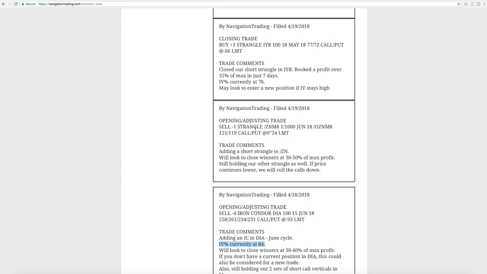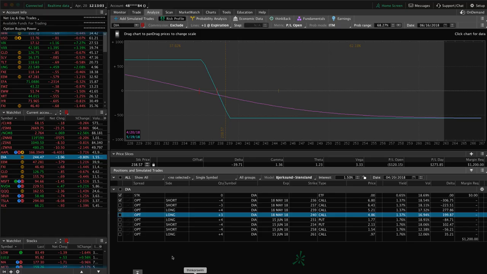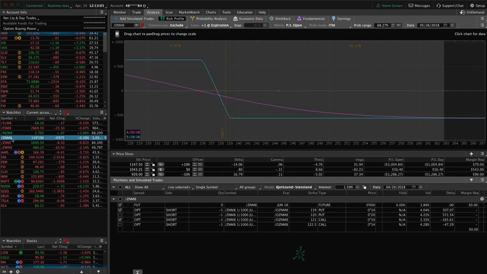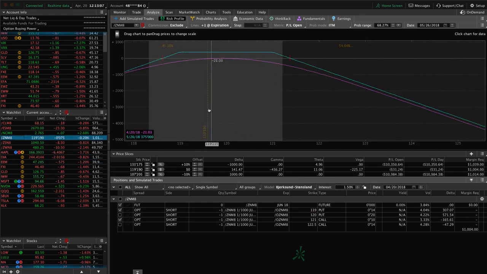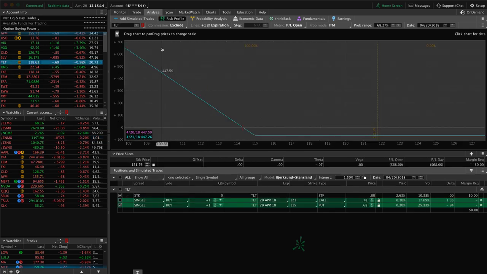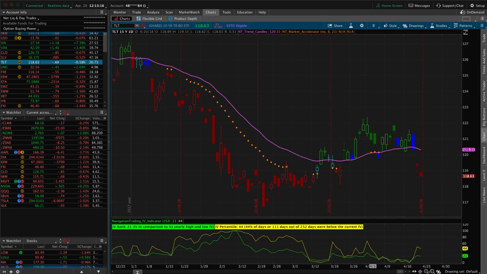Next trade was an opening adjusting trade in ZN. So we added another strangle in the notes. Price started to come down. In fact, let's just go to the analyze tab and I'll show you in ZN. So this is the one that we just put on. So this is the new strangle. We put this on for a couple of reasons. One, we got a little bit of a pop-up in implied volatility if we look at TLT. It had been kind of down here, and then we got this nice pop-up in IV, so that gave us an opportunity to sell those options for a little bit higher price.